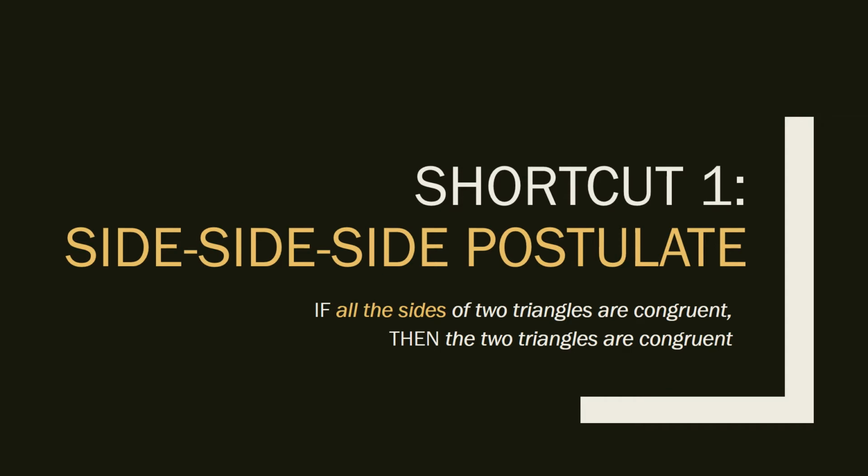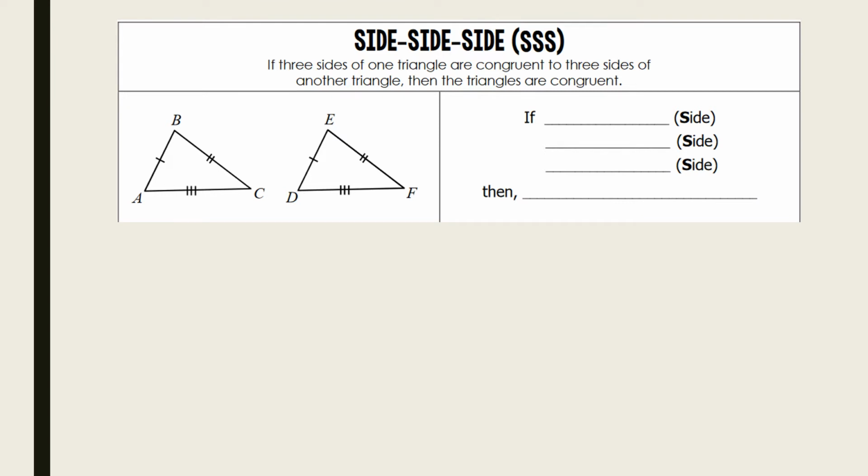So shortcut number 1, side, side, side. This one says if all of the sides of 2 triangles are congruent, then the entire 2 triangles are congruent. So all the sides. So side, side, side says if AB equals DE, and BC equals EF, and CA equals FD. Then triangle ABC is congruent to triangle DEF.